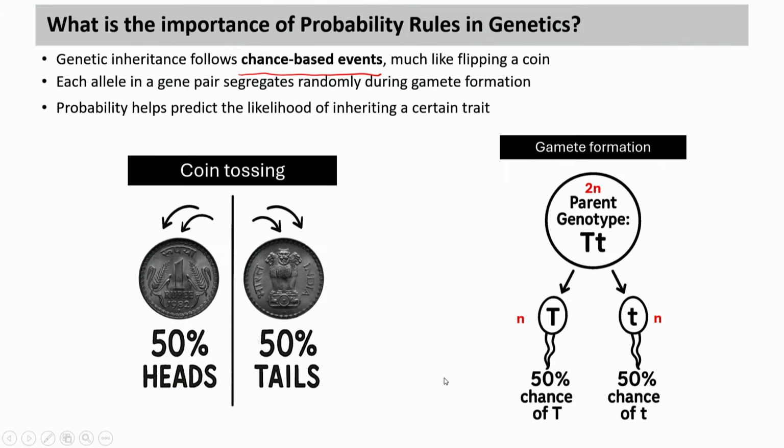Similarly, in case of gamete formation, when an individual parent has 2 alleles for one character or one gene, capital T and small t, which denote their height, you can see they can make 2 gametes, capital T and small t. So an individual gamete can have either capital T or small t, and we have a chance of 50-50.